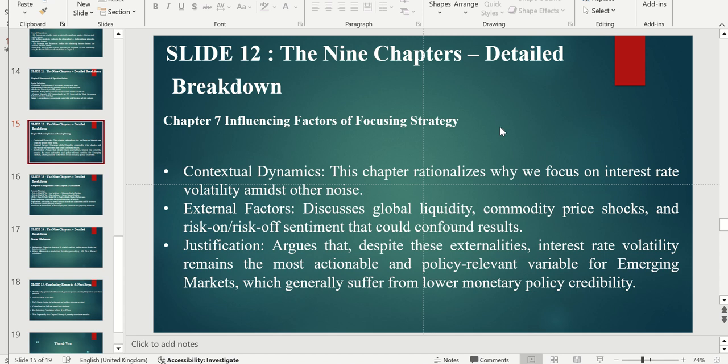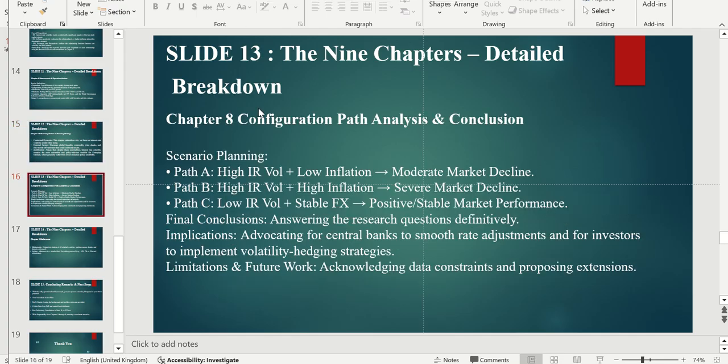The influencing chapter discusses external conditions that may affect your results. For example, this chapter focuses on interest rate volatility and price shocks. Interest rate volatility remains the most actionable and policy relevant variable for emerging economies. Chapter number 8, the configuration, path analysis and conclusion chapter, explains possible outcomes, policy implications, limitations, and future directions.